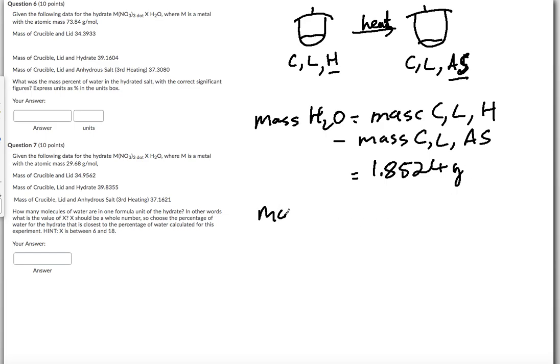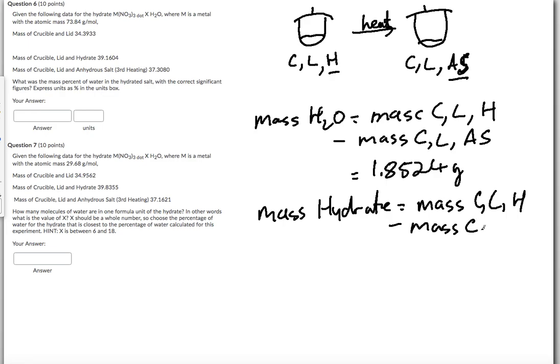If we want the mass of just the hydrate itself, what we'll do is we'll take the mass of the crucible, lid, and the hydrate, and we'll subtract out the mass of just the crucible and the lid. This is going to be 4.7671 grams in this case. Alright, so we're just looking at number 6 up here. We're using this data.